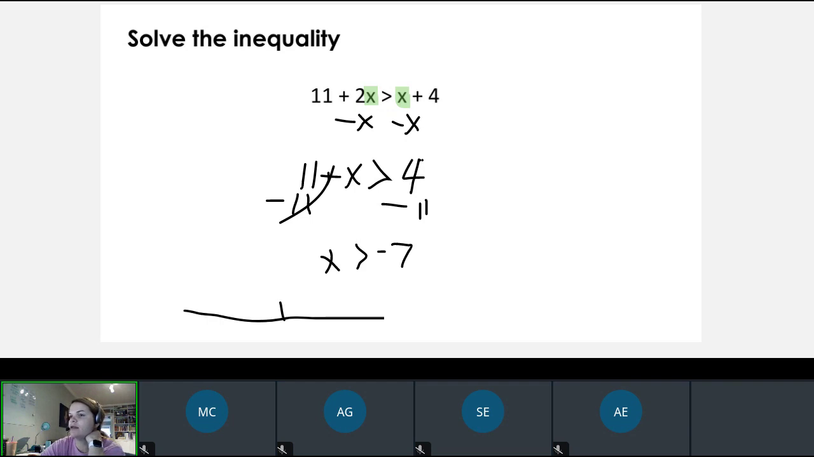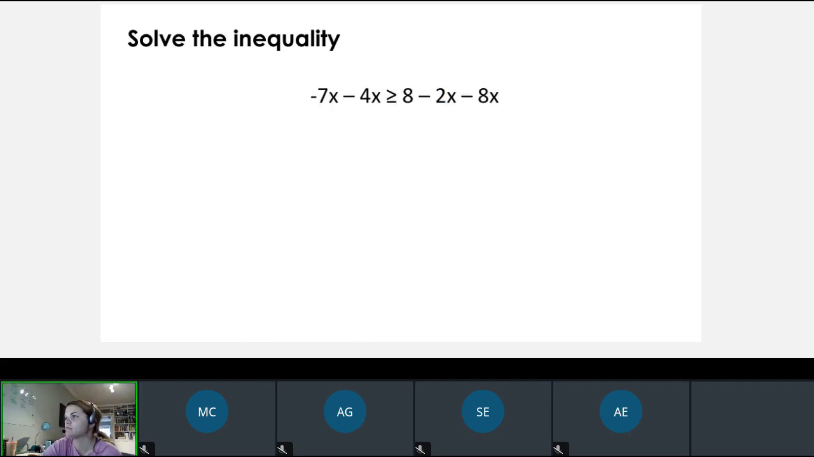So if I wanted to graph this on a number line, would I have an open or a closed circle at negative 7? Do y'all remember? Yeah, very good. I would have an open circle at negative 7, and then I want all values in the shade to the right, because that's taking me straight into the positive numbers. So I'm going to shade to the right.